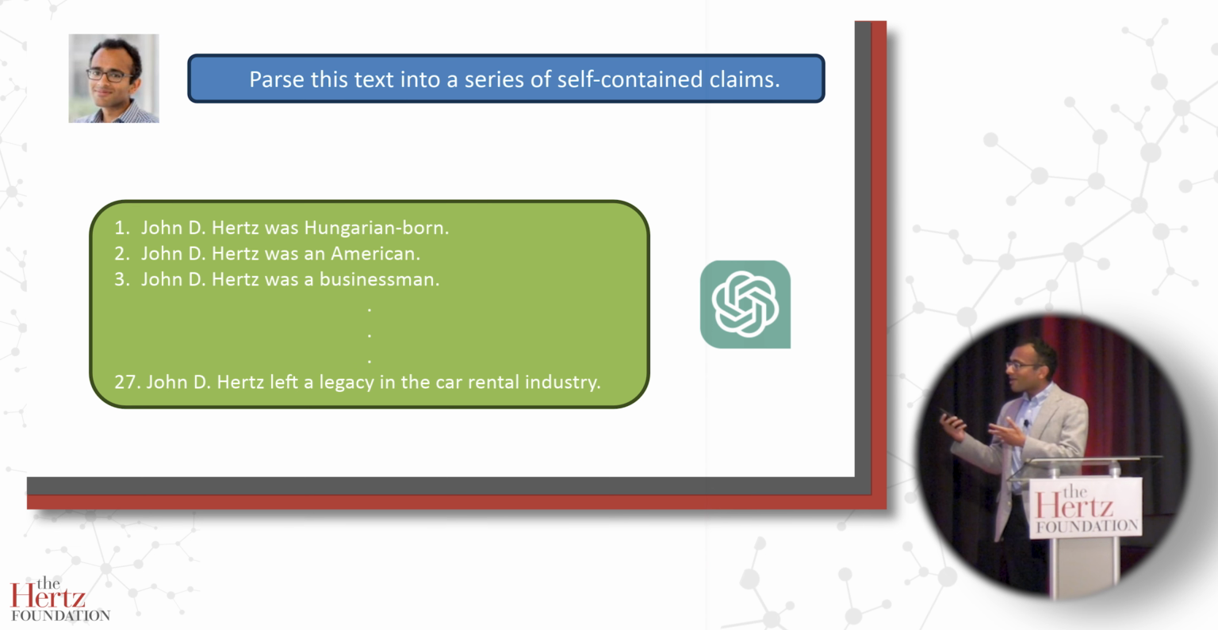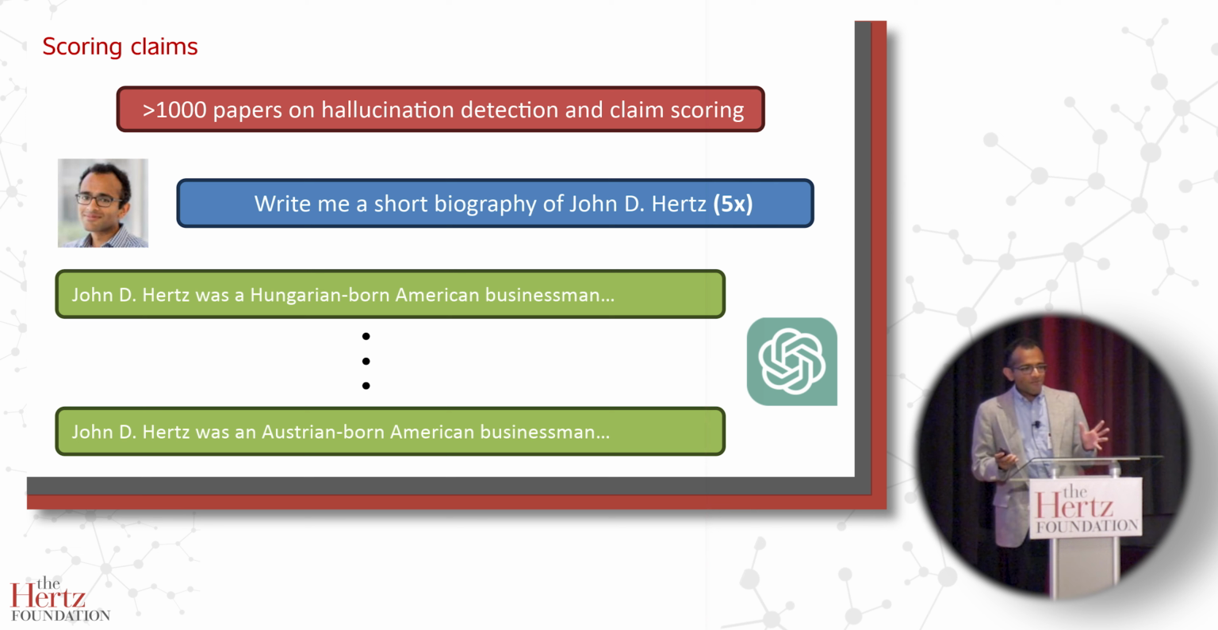So if I do this, I'll get 27 self-contained claims. You can see them yourself. These are the real claims output by GPT 3.5. They are indeed self-contained, as I claimed. Okay. Now that we have these claims, the question is which ones are bad and which ones are good?